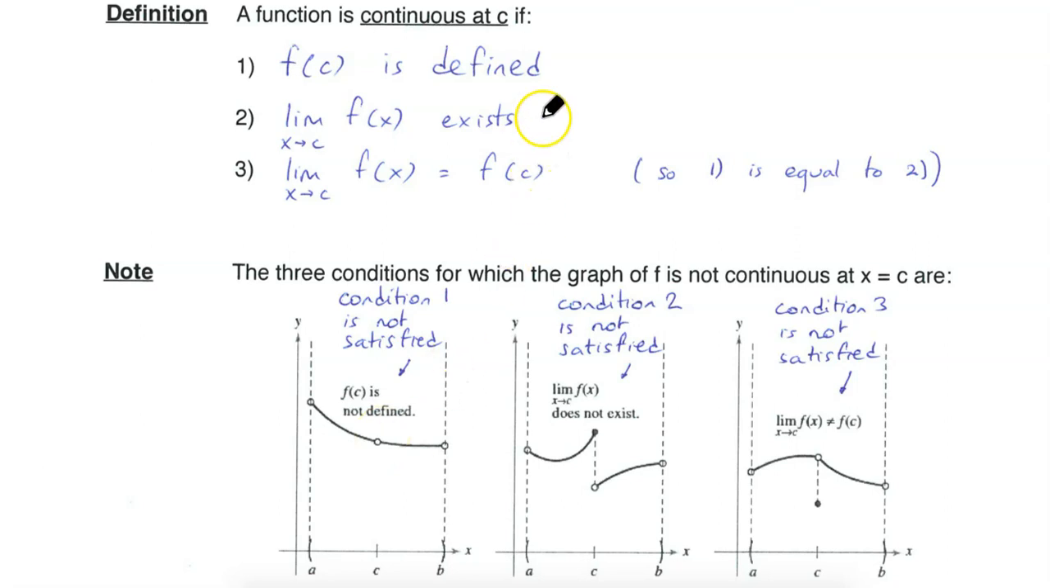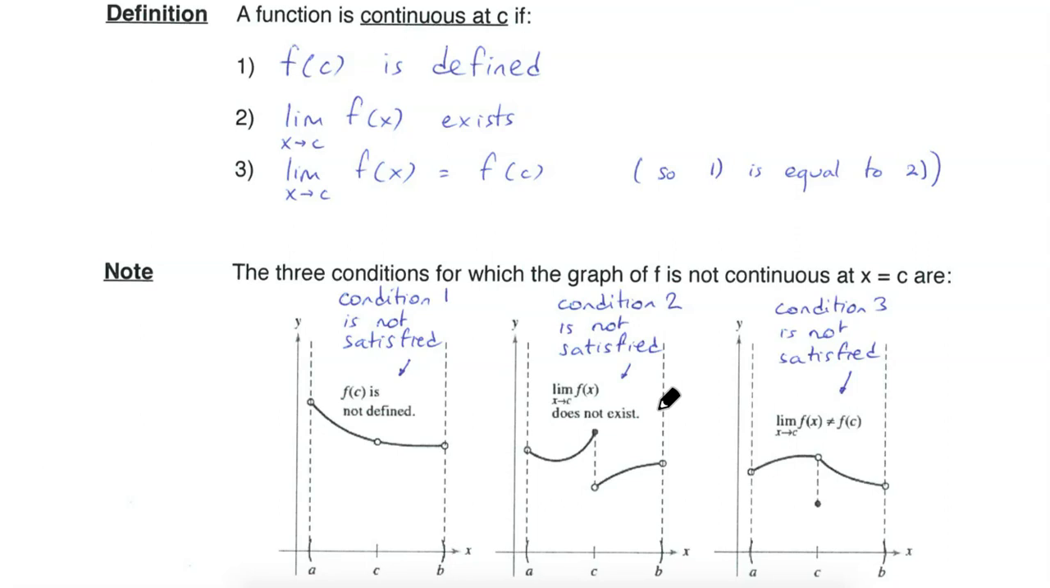What happens if f is defined, but this time it's the limit of f of x as x approaches c that does not exist? That's what it looks like here. We approach a certain value from the right, we approach a different value from the left, so the limit does not exist, and clearly this function f is not continuous.